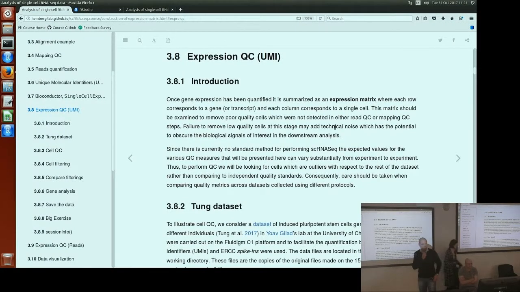Okay, so now I'm going to talk about QC, quality control steps. Once you've created your single cell experiment object, so you have your expression matrix, you would like to check whether you have outlier cells or outlier genes that you want to remove from your data and not use in the further downstream analysis.